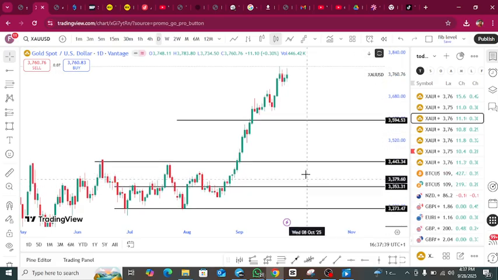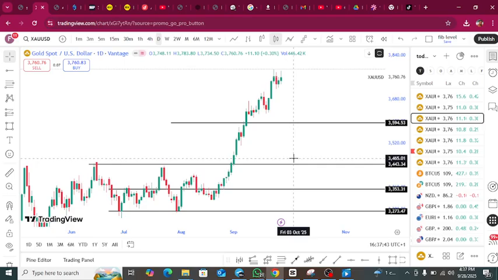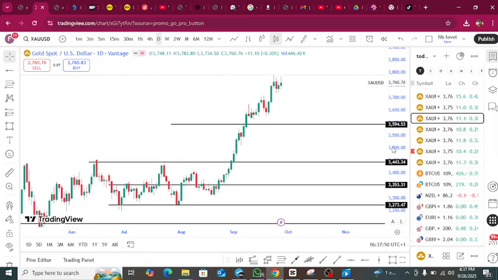Okay, today I'm going to talk about how to draw key levels as a pro. That's the topic for today: how to draw key levels the way institutions do it.